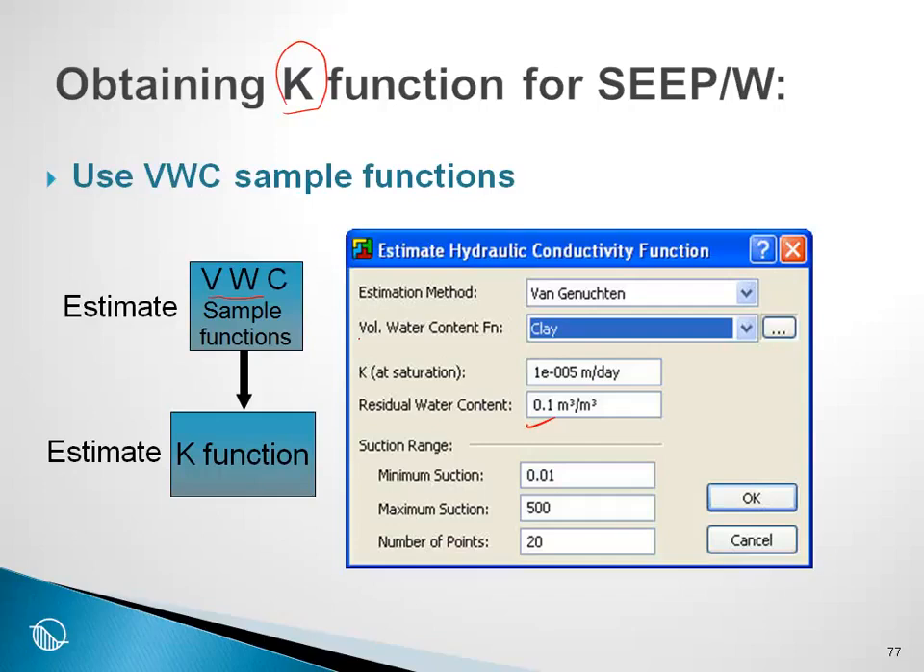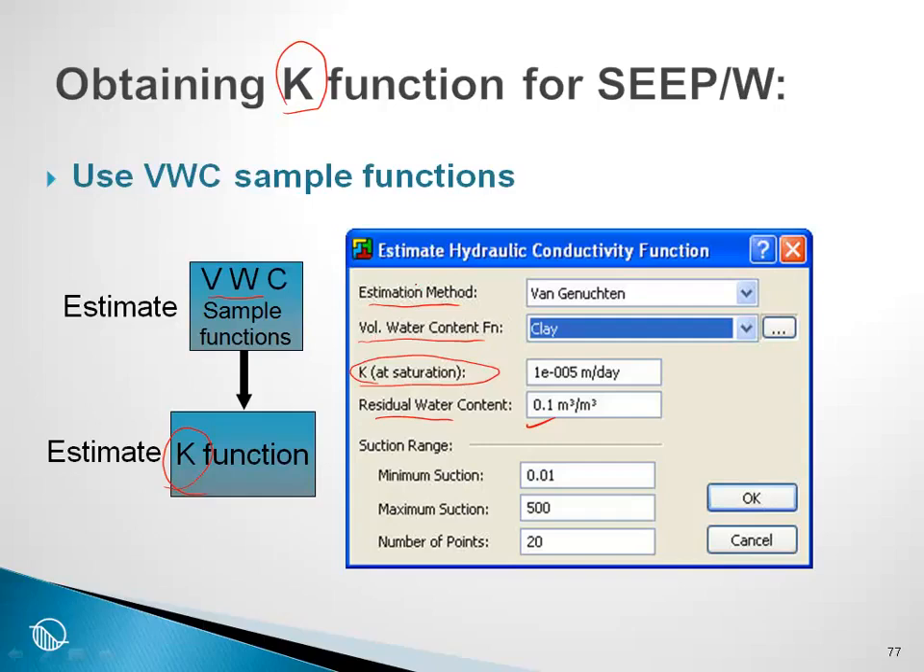So we selected a volumetric water content function, we selected an estimation method, we specified the saturated hydraulic conductivity, and we estimated the saturated water content, and we were able to estimate a conductivity function. Let me repeat that in almost all cases, the hydraulic conductivity function is never measured. There are special cases where it can be measured, but in all practical cases, we always estimate the conductivity from the volumetric water content function.